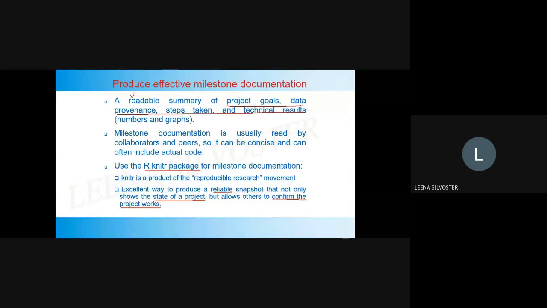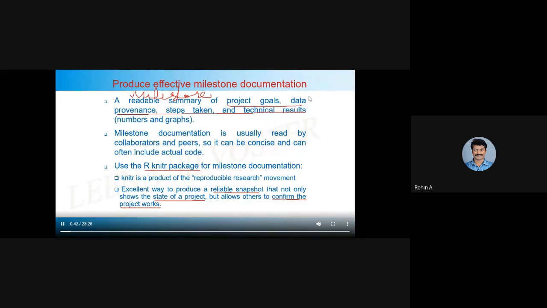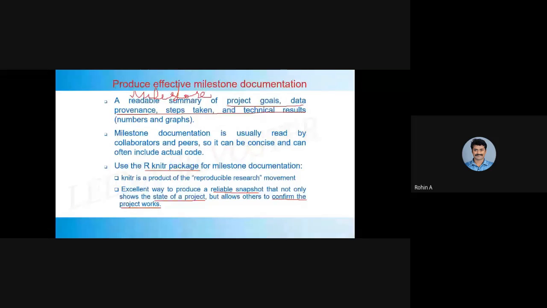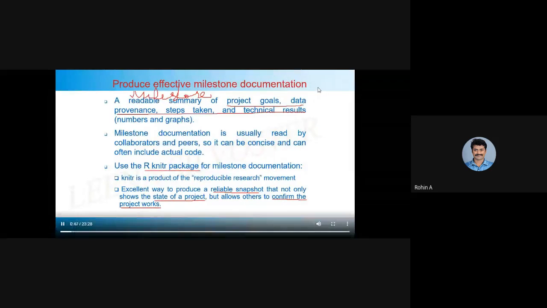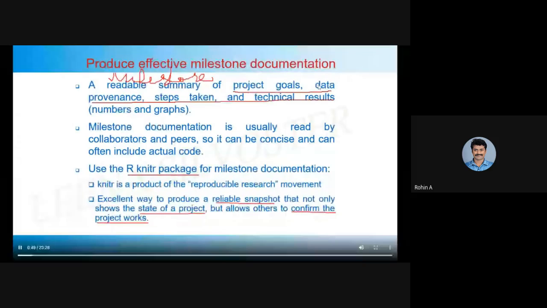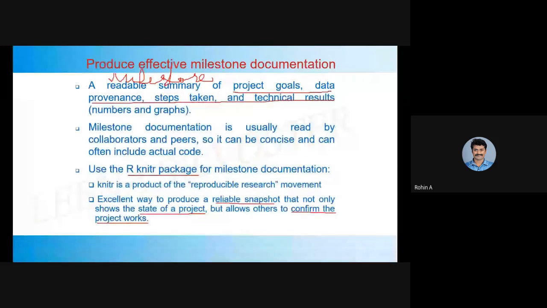A milestone is a readable summary of project goals, the steps taken, and the technical results. Actually, it is created using the R Knitr package, and this produces a reliable snapshot which shows the state of the project and allows you to confirm the project work. It is read by collaborators and peers. It should be concise.